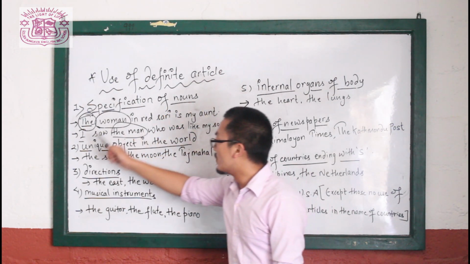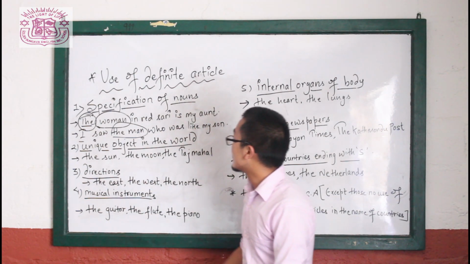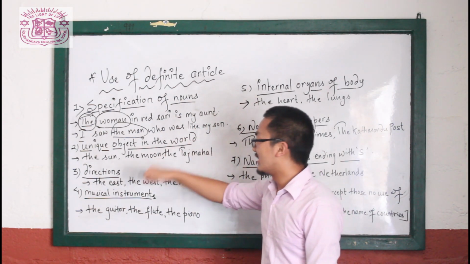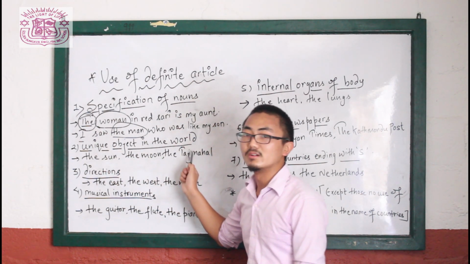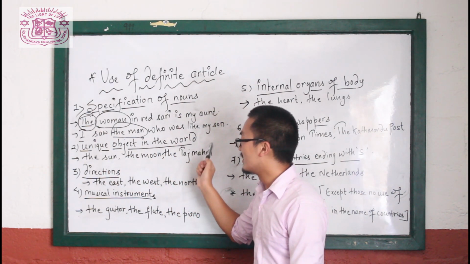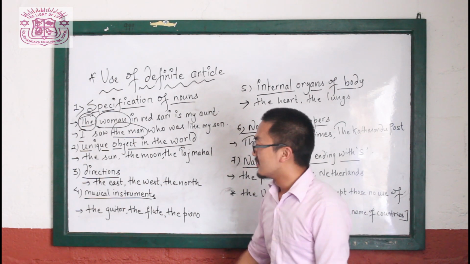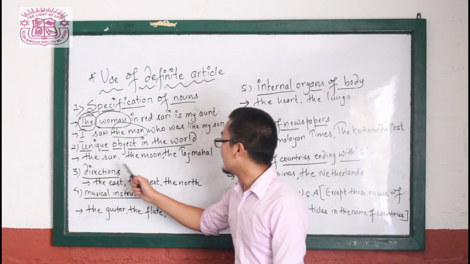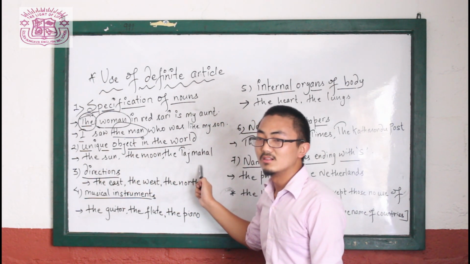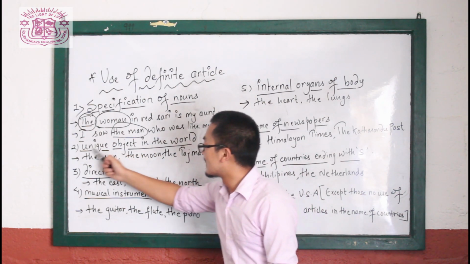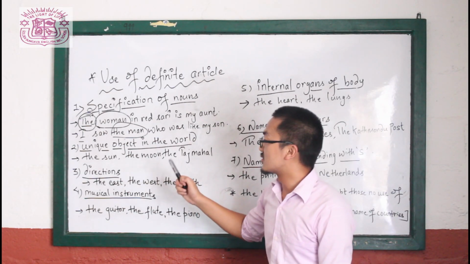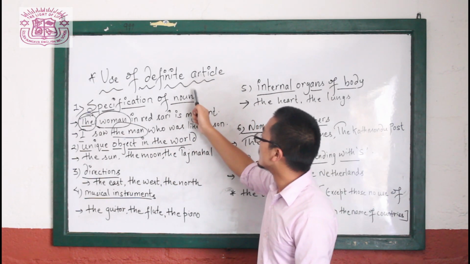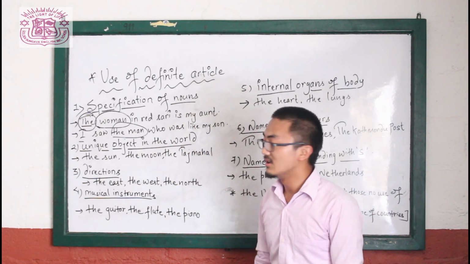Similarly, let's move on to the second use of definite article. The second use is, it is used in front of a unique object in the world. That means a unique noun in the world, which is one piece in the world. For example, the sun, the moon, the Taj Mahal. So these objects are only one in the world. So that's why for a unique object too, we use the definite article the.